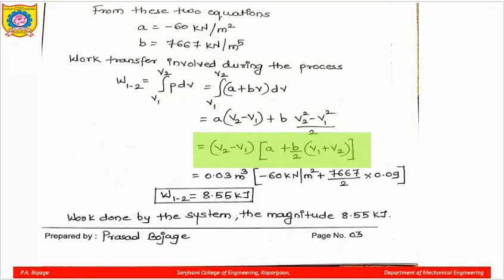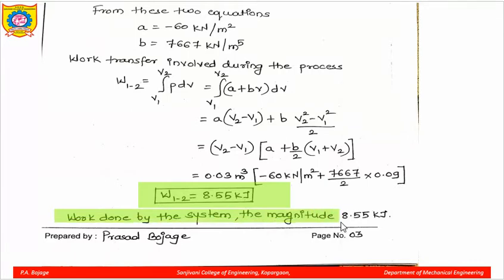So, when you put the values, you get the final work done as 8.55 kilojoules. So, it states that the work done by the system has the magnitude of 8.55 kilojoules.